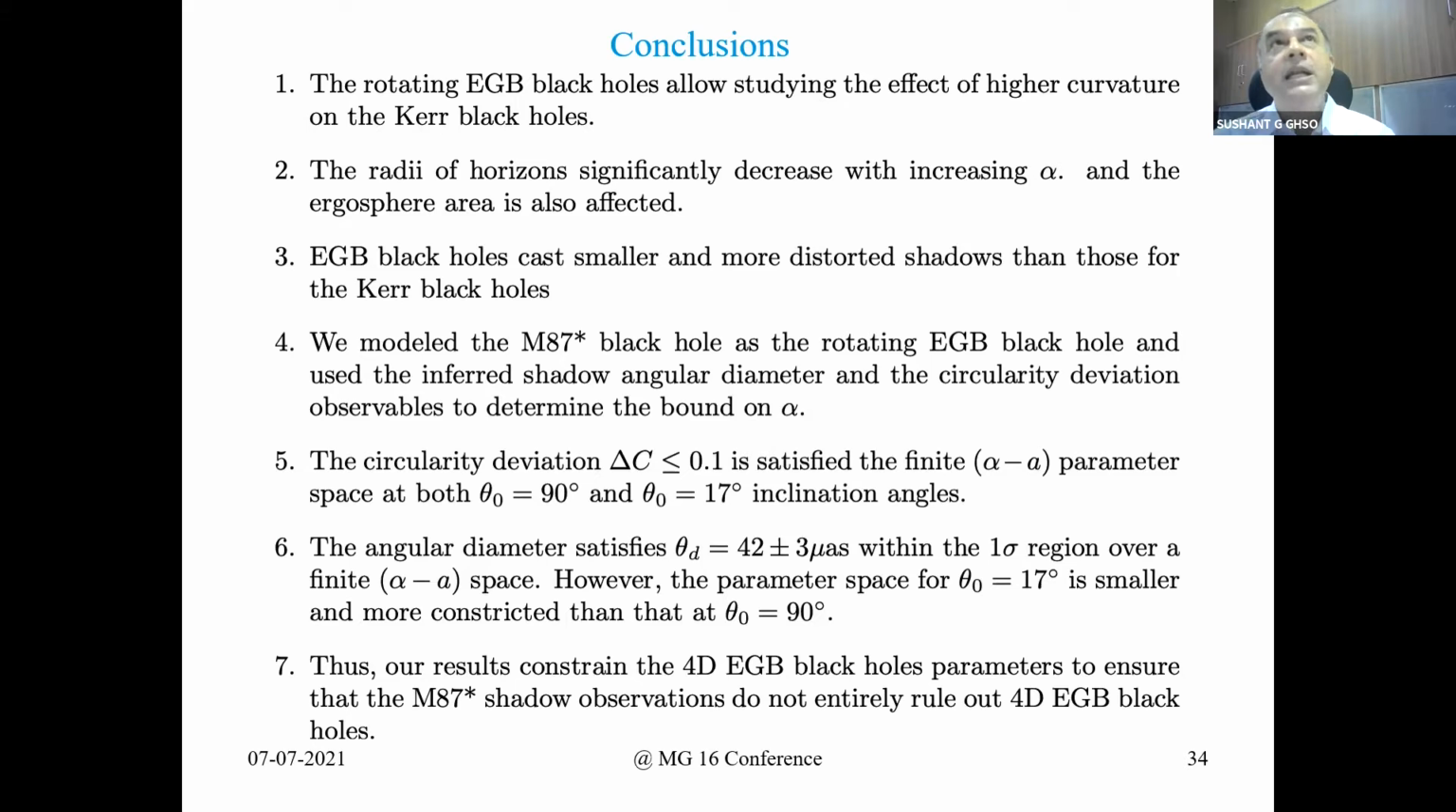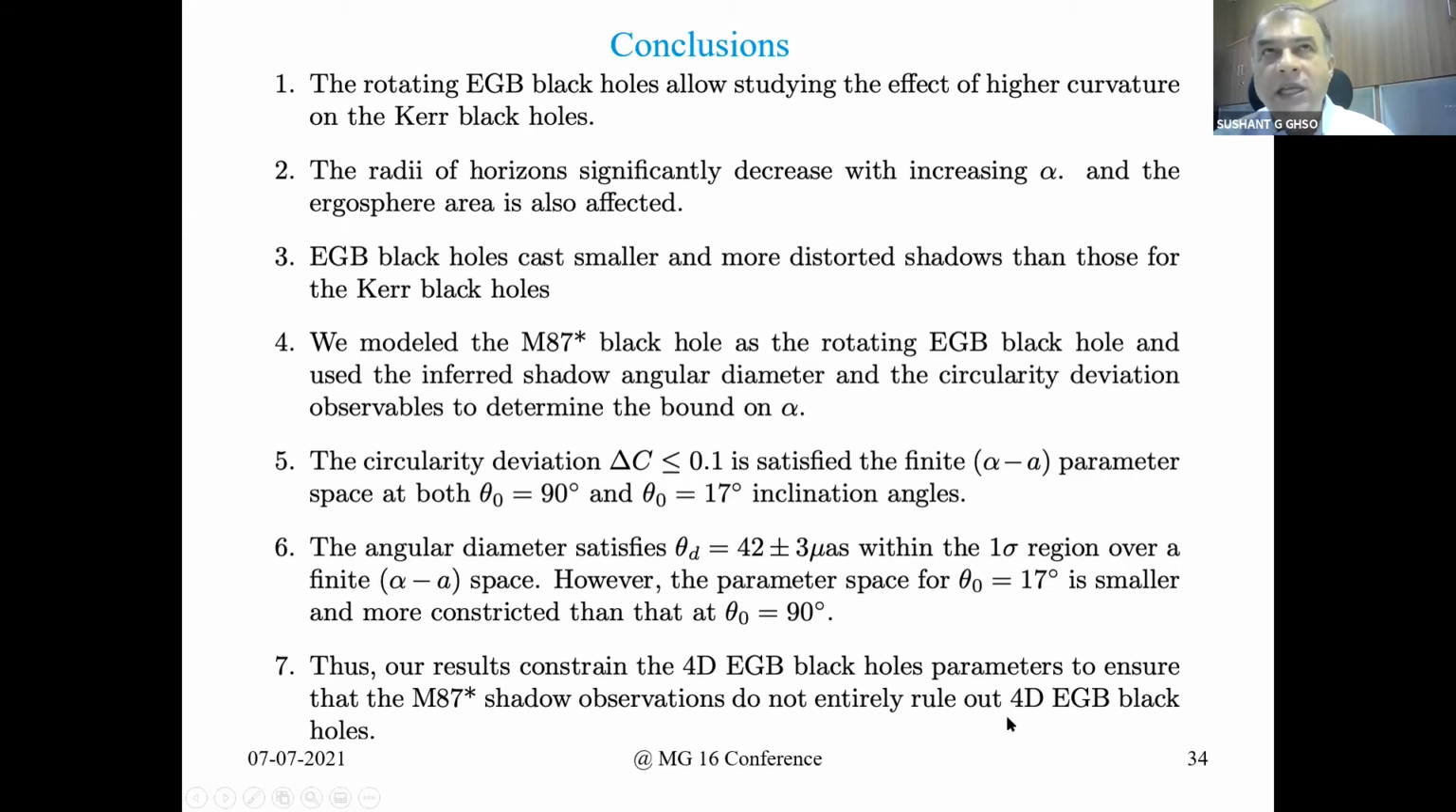We modeled the M87 star black hole with the EGB black hole and showed that it is consistent with the Event Horizon Telescope. I have already said this. I will leave 2 minutes for questions. Our results constrain 4D EGB only in a small way, with a finite parameter space. It is satisfied, so it is not ruled out.